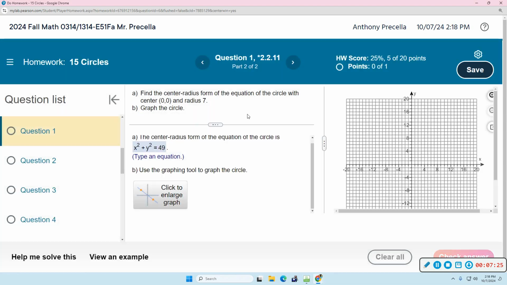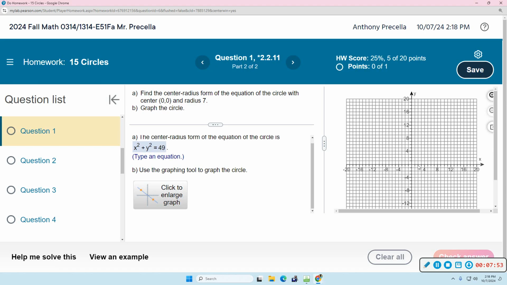Okay. And now they want us to graph the circle. What you really need is the center and one additional point. But they're not going to give you an additional point. All you'll know is the center and the radius. Well, if you know the radius, then you can determine a second point. Just go to the center and count 7 units in any direction.